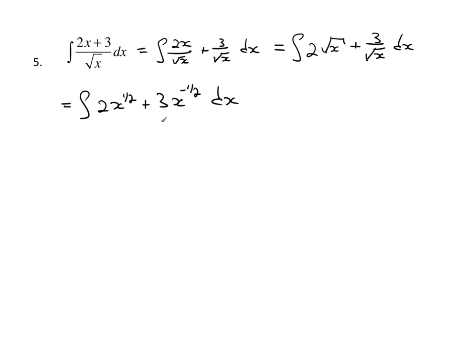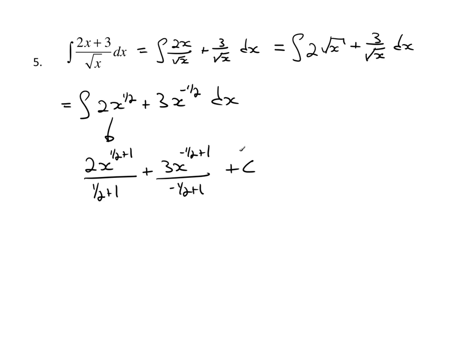in the other examples. So this piece right here, when I take the antiderivative, I'm going to take 2x to the 1/2 plus 1 divided by 1/2 plus 1, plus 3x to the negative 1/2 plus 1 divided by negative 1/2 plus 1, plus c. Well, this is going to be equal to, I guess I should do that. That's where that piece came from.